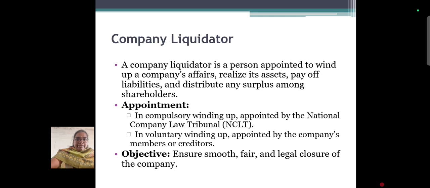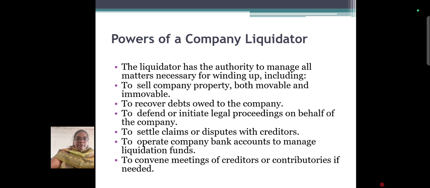Next is company liquidator. A company liquidator is a person appointed to wind up a company's affairs, realize its assets, pay off liabilities and distribute any surplus among shareholders. The powers of company liquidator are to sell the company property, both movable and immovable, to recover debts owed to the company, to operate company bank accounts, to manage the liquidation funds.